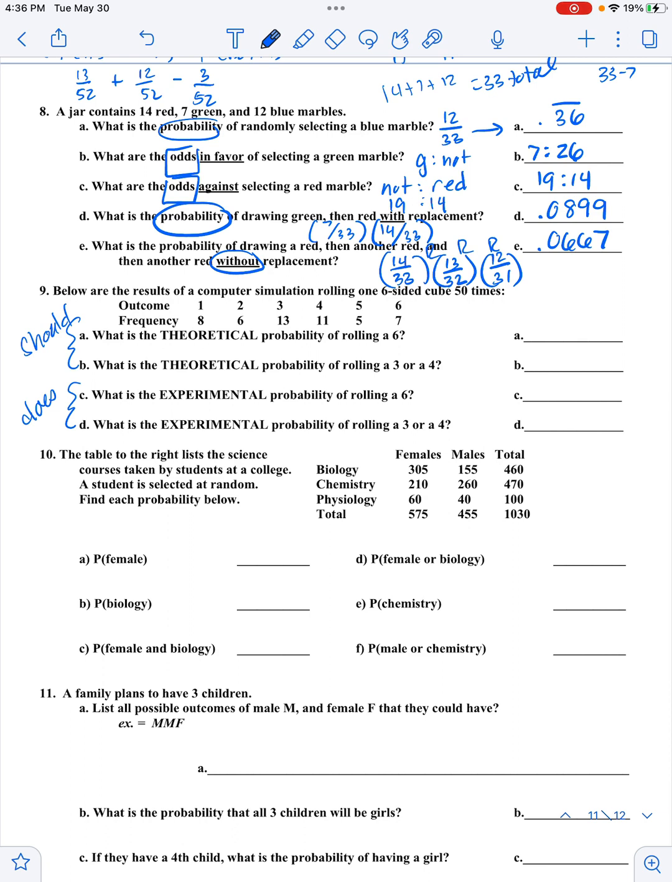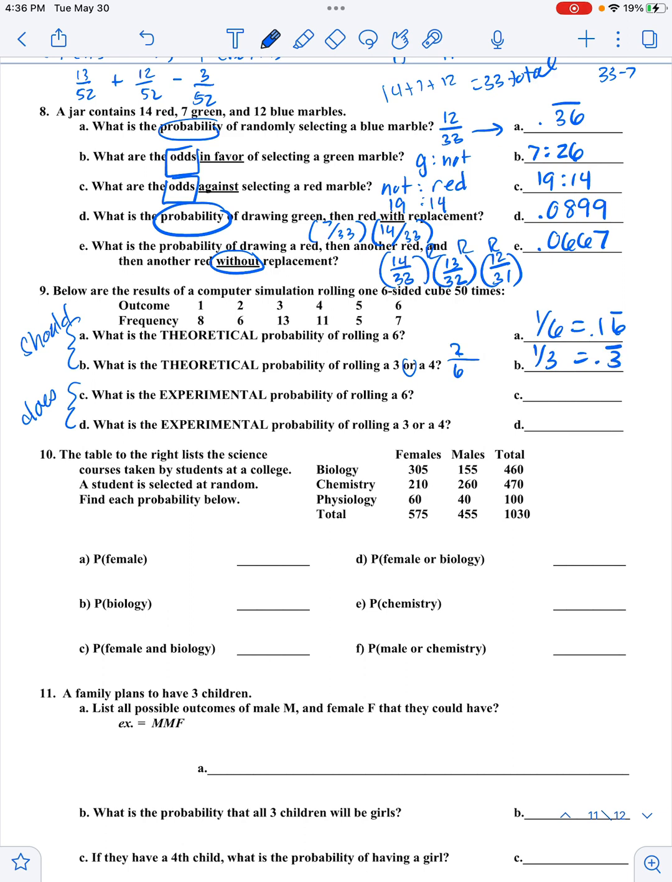Well, there's only 1 out of 6. So that's 0.16 repeating. What's the theoretical probability of rolling a 3 or 4? So rolling a 3 would be 1 out of 6, but so is rolling a 4. So out of the 6, 2 out of 6 of them are 3 or 4. So that actually turns into a reduced fraction of 1/3 or 0.3 repeating.